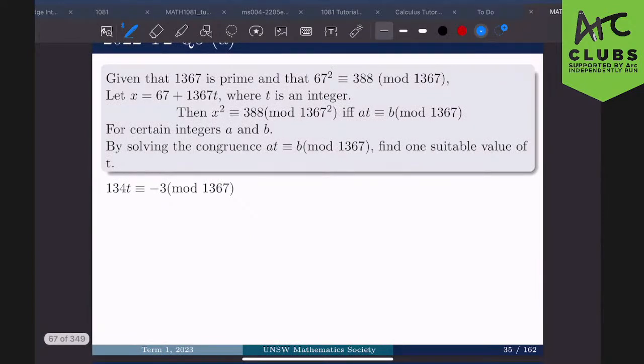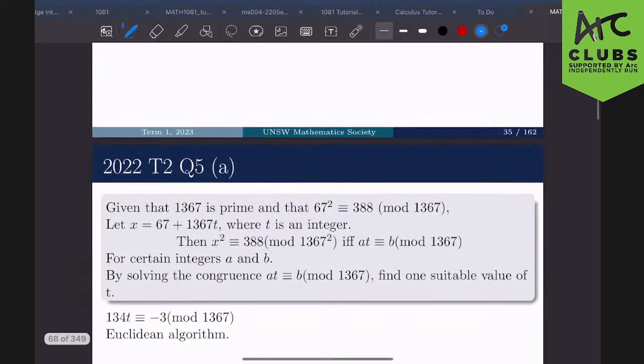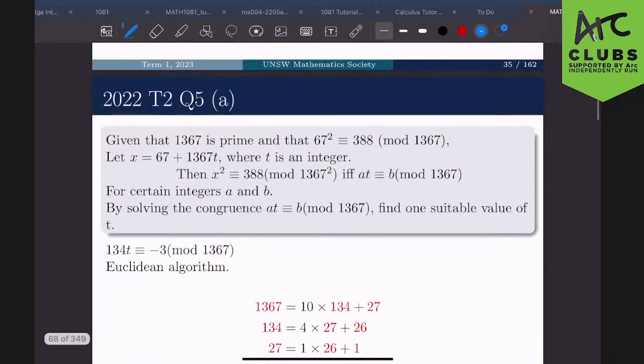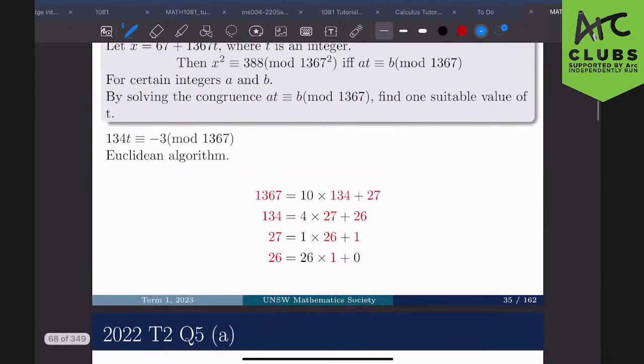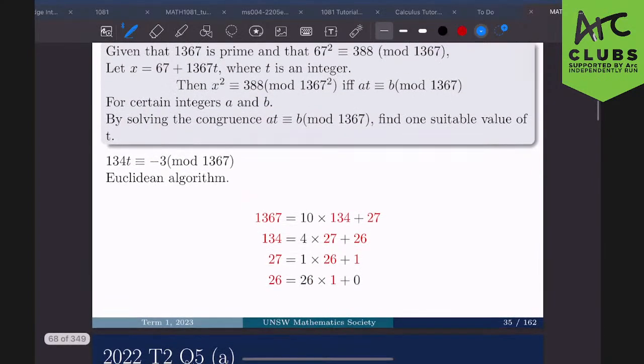Right, so now it's just asking us to solve this. It's going to be similar to the question we did earlier. We're just going to apply the Euclidean algorithm. If you're watching this, most people will probably be watching the recording, so you can always just pause and then check your answers.